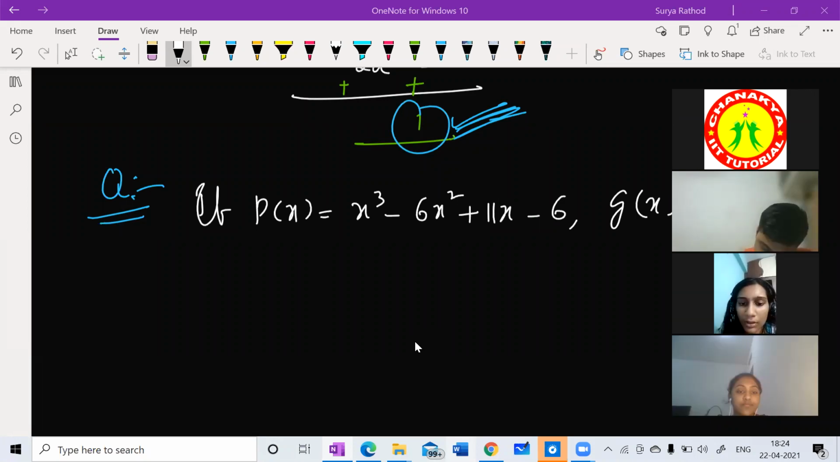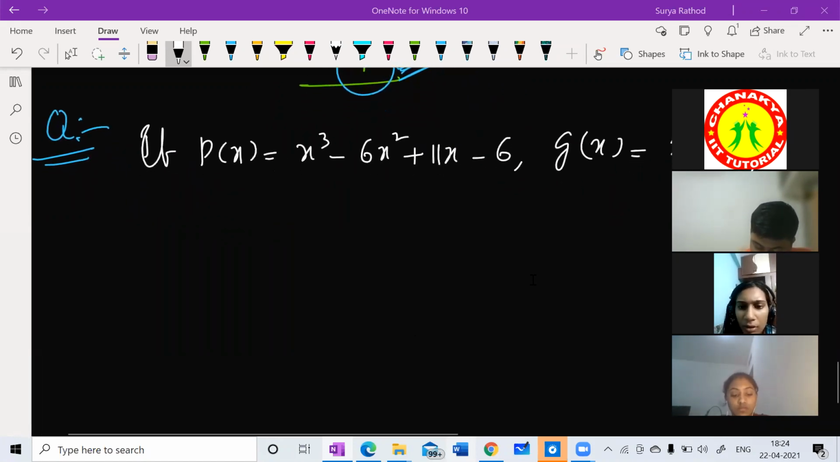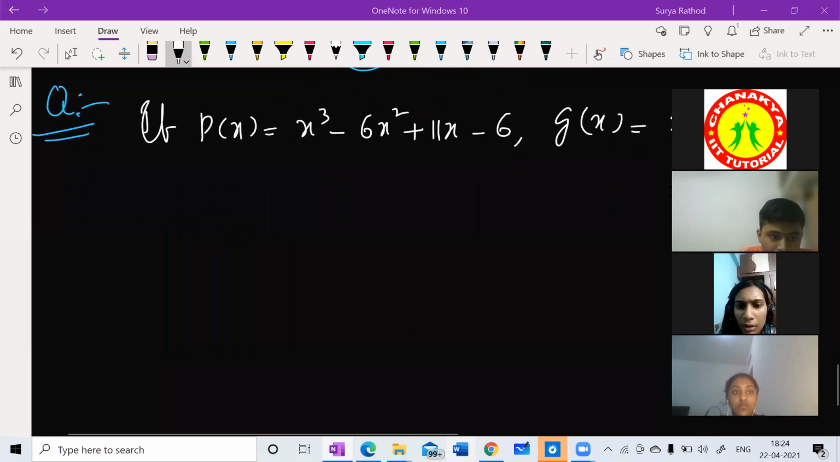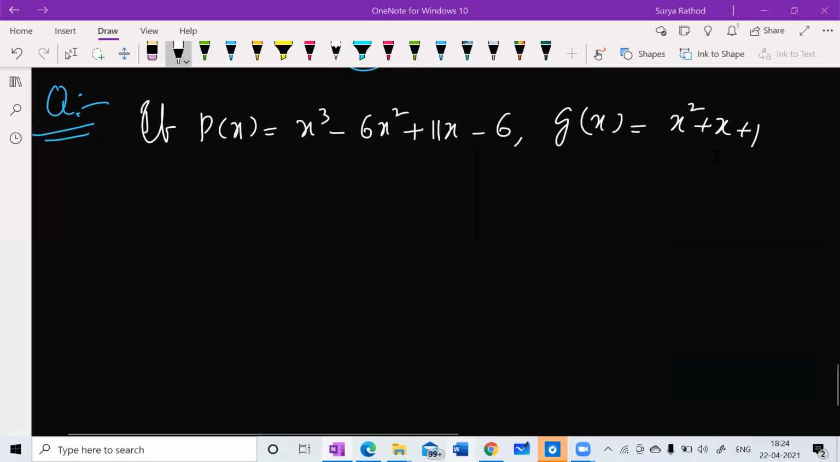Sir, without the long division method, is there any method to find the remainder? No. The remainder theorem is for finding the remainder only, right? Without division, like long division. Yes.